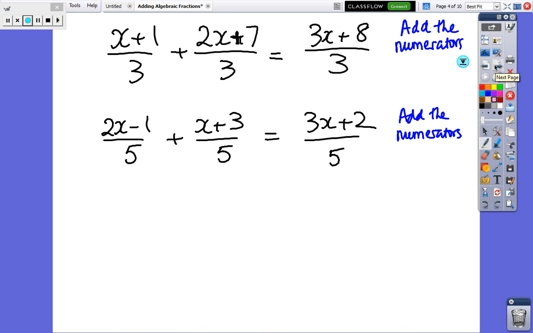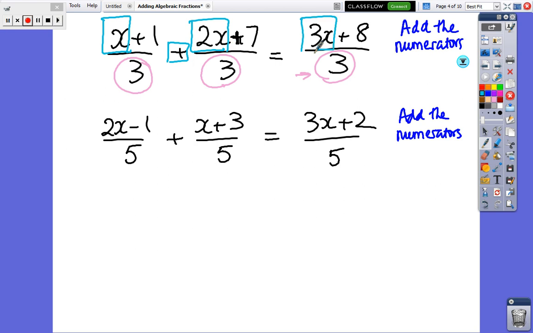So again, let's have a look at sums. Okay, so the denominator is the same, so the denominator is 3. And then to get the top, the numerator, we just add like terms. So x plus 2x is 3x, okay? And then plus 1 plus 7 equals plus 8. So the answer is 3x plus 8 over 3.